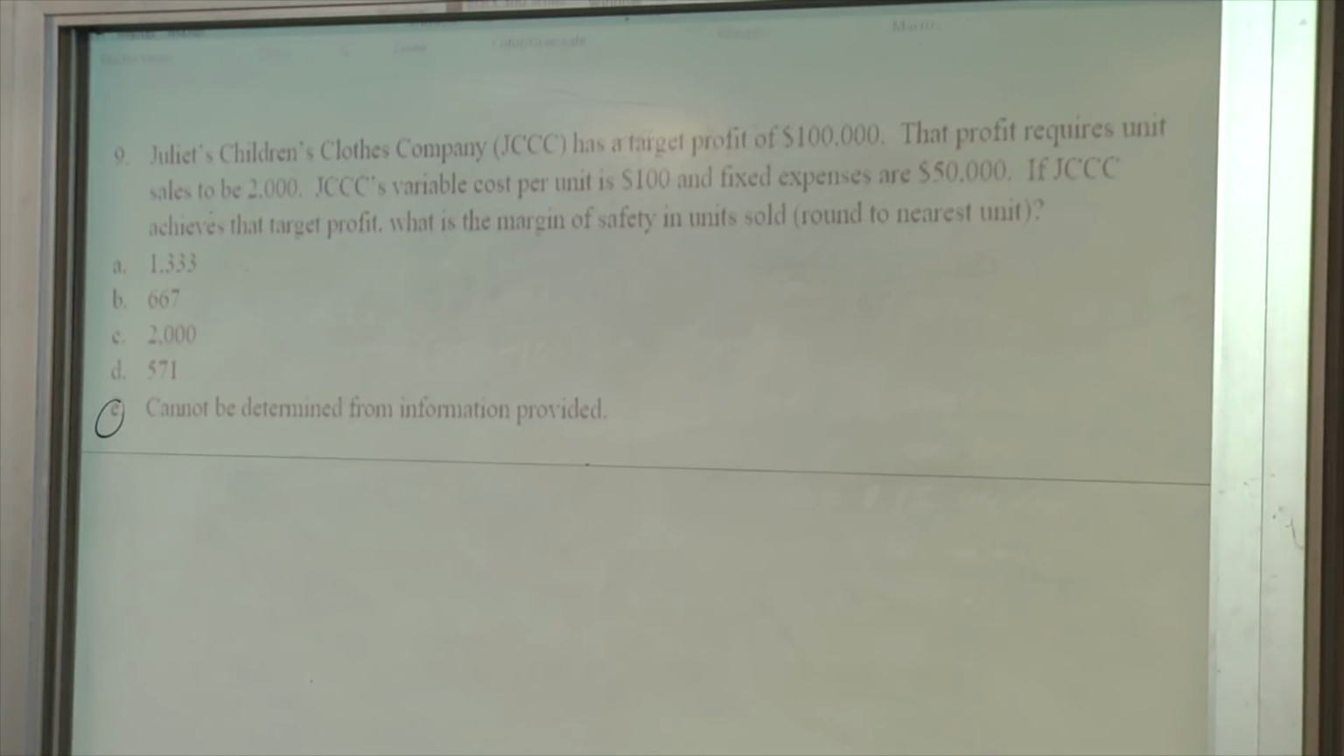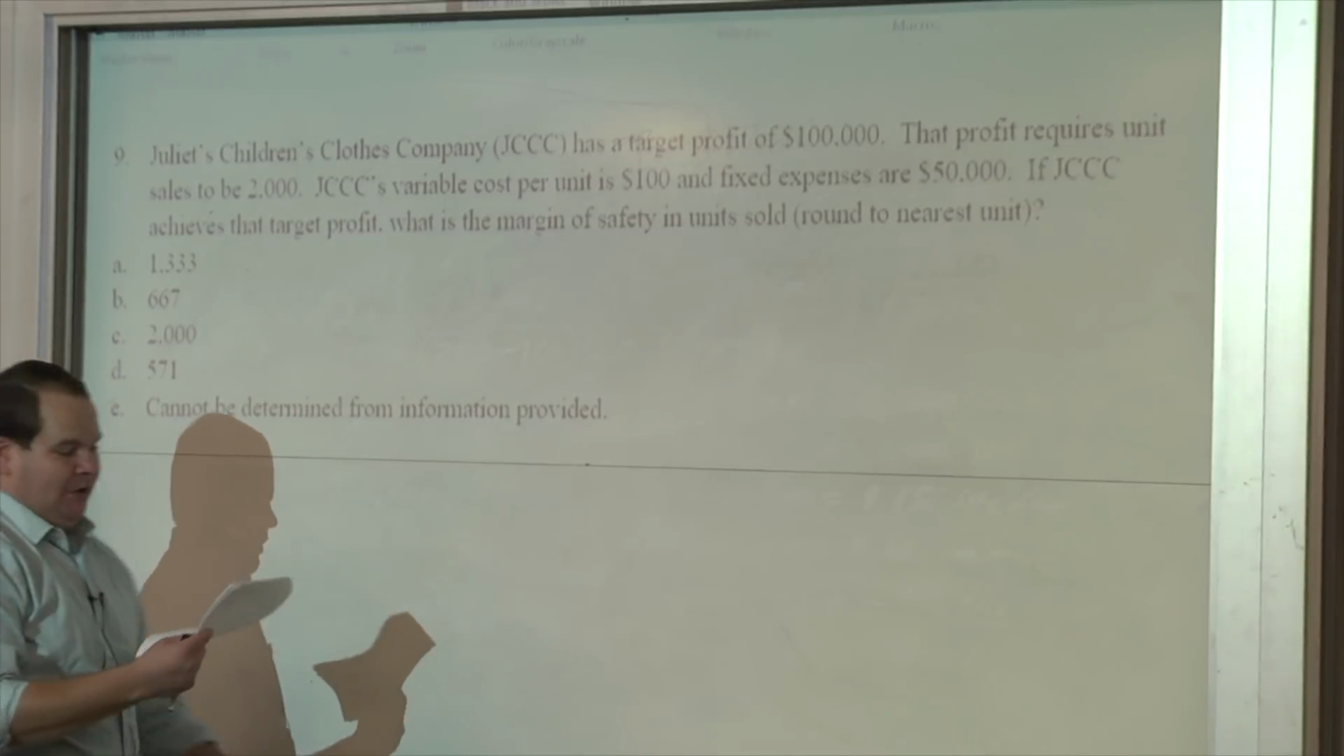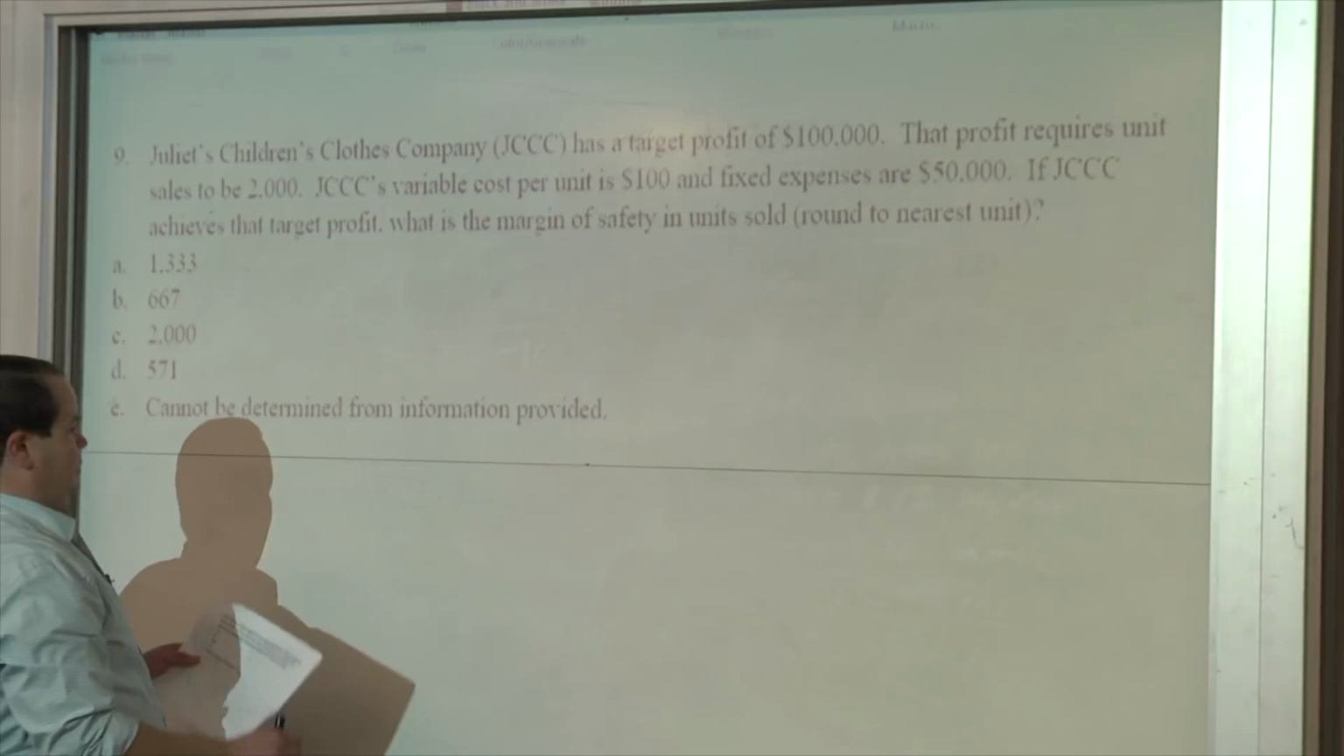All right. So Juliet's Children's Clothes Company has a target profit of 100,000. That profit requires unit sales to be 2,000. Their variable cost per unit is 100, and fixed expenses are 50,000. If JCC achieves that target profit, what is the margin of safety in units sold, rounded to the nearest unit? Try to do this here.